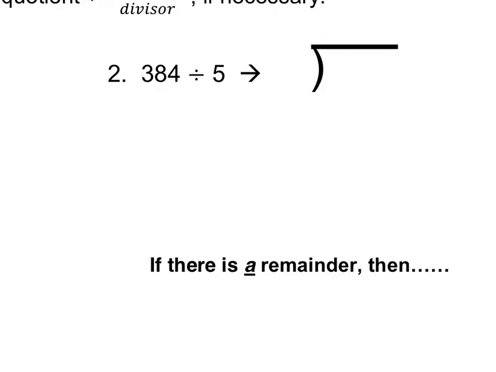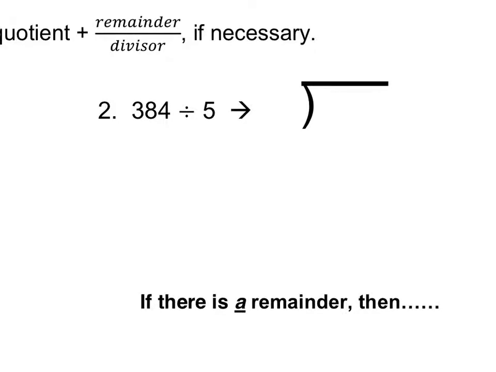But here we have 384 divided by 5. So I'm going to go ahead and just put this into our form. So 384 divided by 5. Okay, so first we look and we see that 5 won't go into 3. So we look at the first two digits, 38.